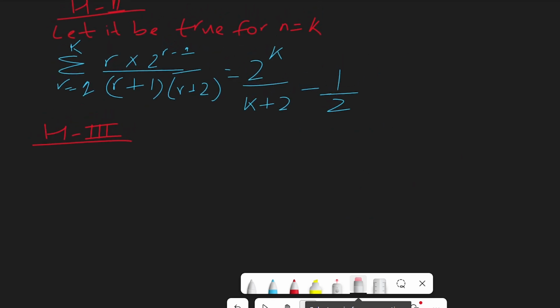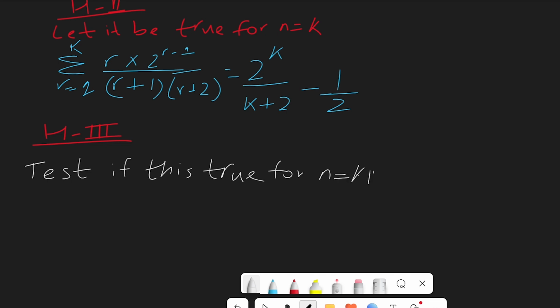We have already assumed it to be true till n equals k. Now we need to test if this is true for n equals k plus 1. So how do we do that? That is simple as well.